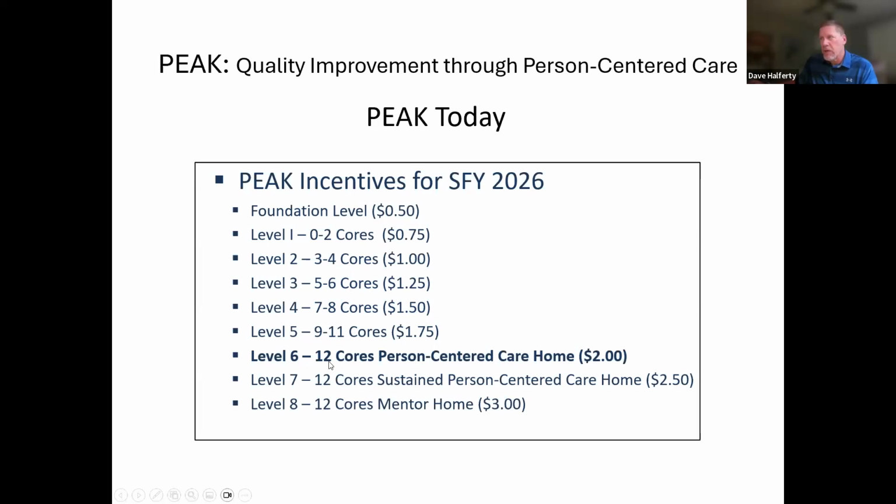Ultimately, the goal again is to try to get as many homes as possible to hit on all 12 of those core competencies and get to that person-centered care home level. And then we've continued to maintain those upper 2 levels too, where we're recognizing homes that have sustained that person-centered care effort over multiple years. And then those other homes that have even gone beyond that and opened themselves up to being mentors to other facilities.